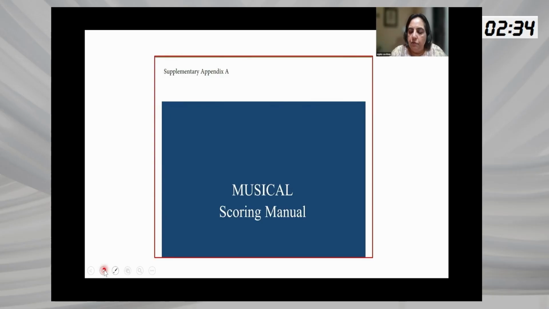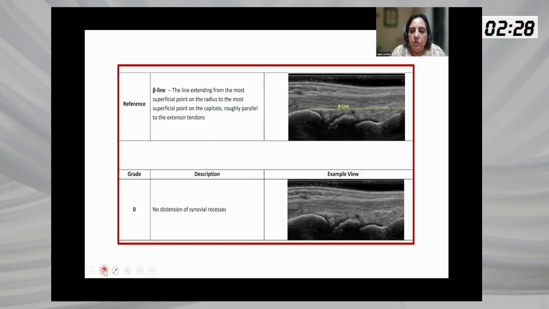Now we have got a very interesting further detail coming in about joint evaluation, and this is how we score the severity of disease. So we are able to draw specific lines across joints and see if the inflammation actually crosses the line or not.